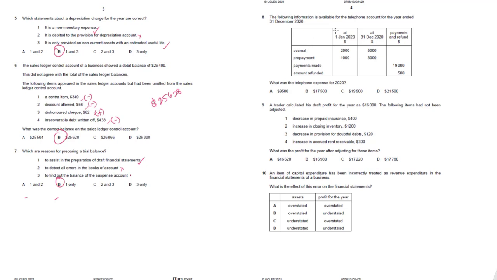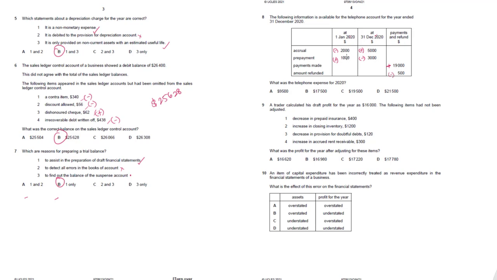Question number 8. The following information is available for telephone account for the year ended 31st December. So opening and closing, and payments and refunds are also given. What was the telephone expense? So you start with the payments, 19,000. So you take this. Then opening accruals you will subtract. Closing accruals you will add. Opening prepayments you will add. Closing prepayments you will subtract. And the refund you will subtract.